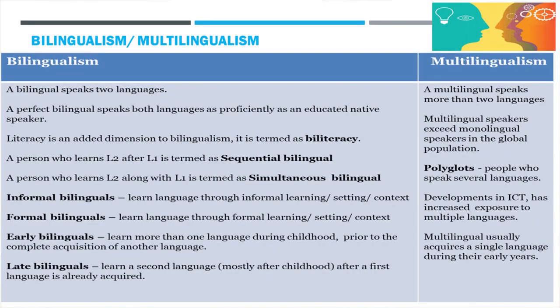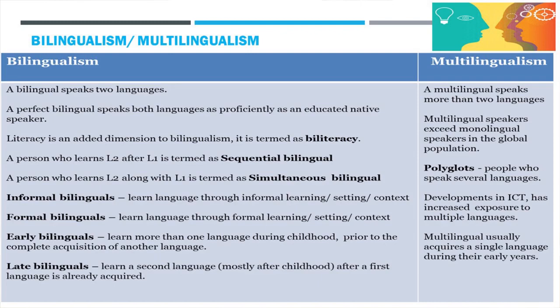Now to bilingualism and multilingualism. A bilingual speaks two languages, we know. A perfect bilingual speaks both languages as proficiently as an educated native speaker. Literacy is an added dimension to bilingualism, and it is termed as biliteracy. A person who learns L2 after L1 is termed as a sequential bilingual, and a person who learns L2 along with L1 is termed as a simultaneous bilingual. Now, there are informal and formal bilinguals. An informal bilingual is someone who learns language through an informal learning setting or context, and a formal bilingual is someone who learns language through a formal setting or context.